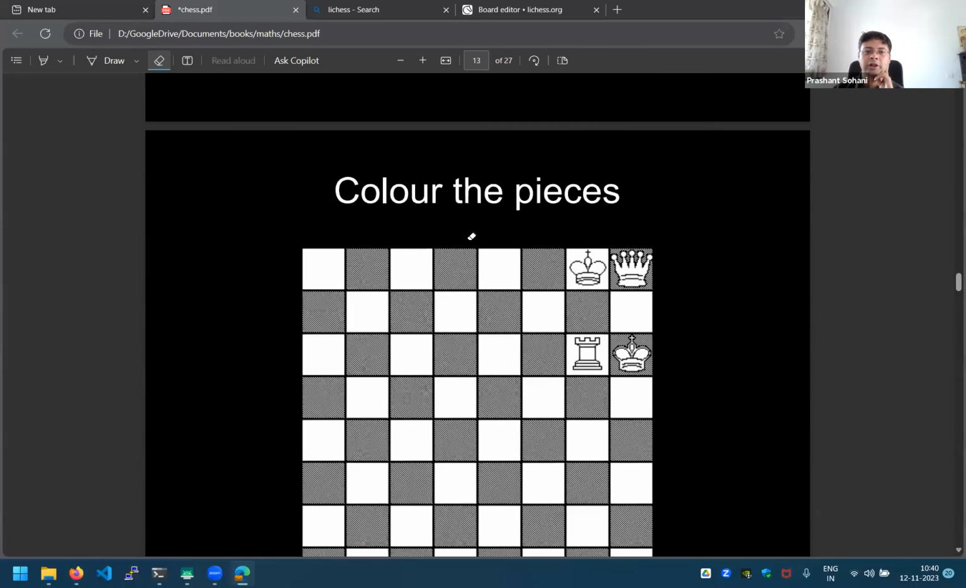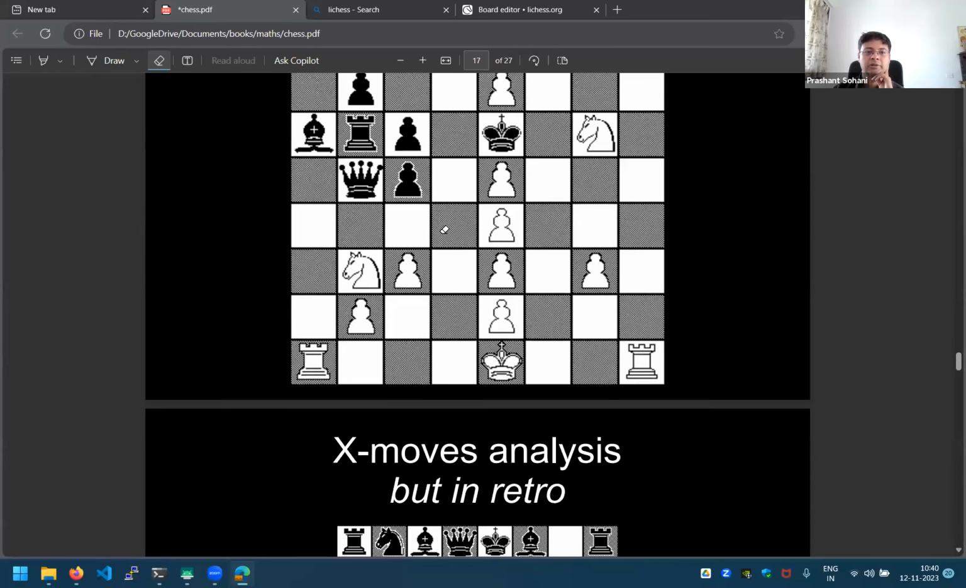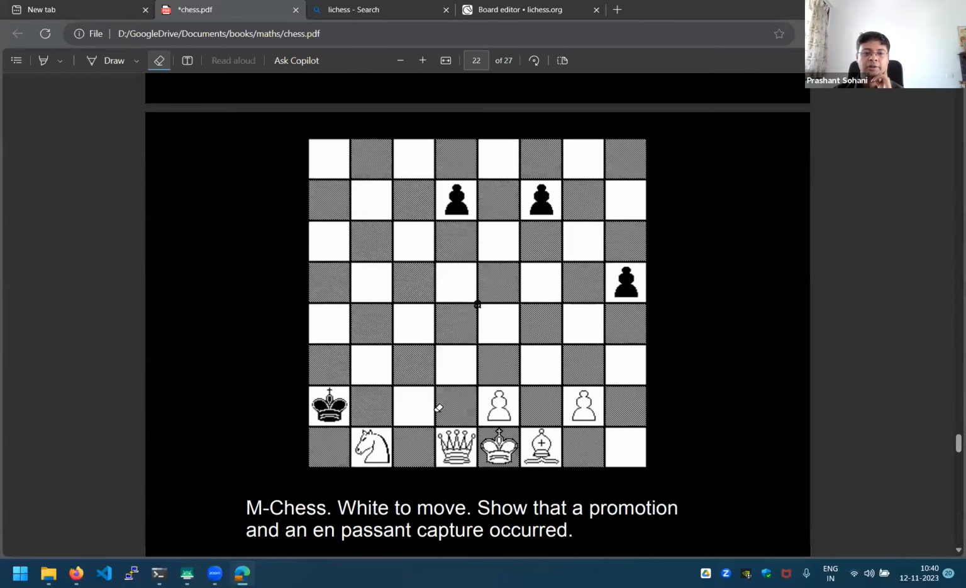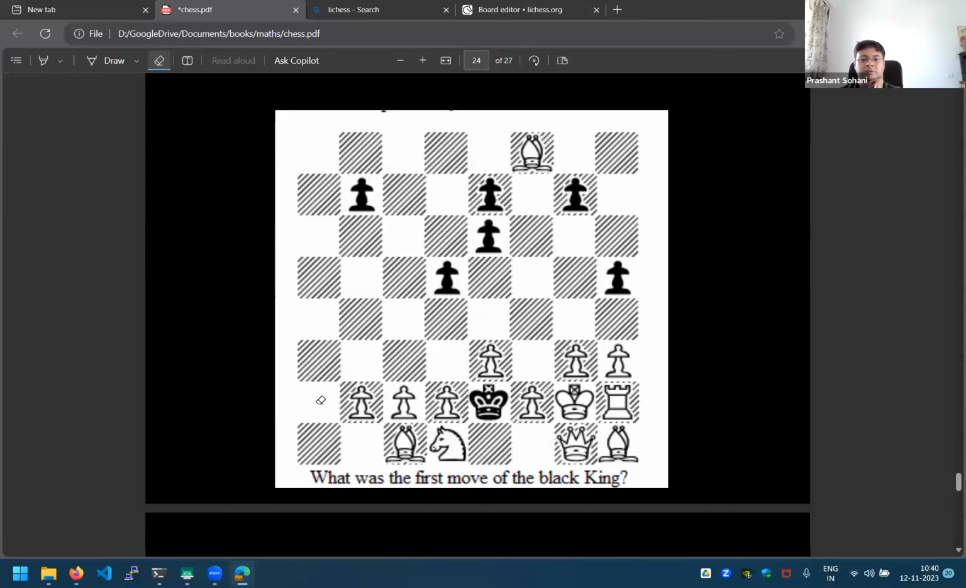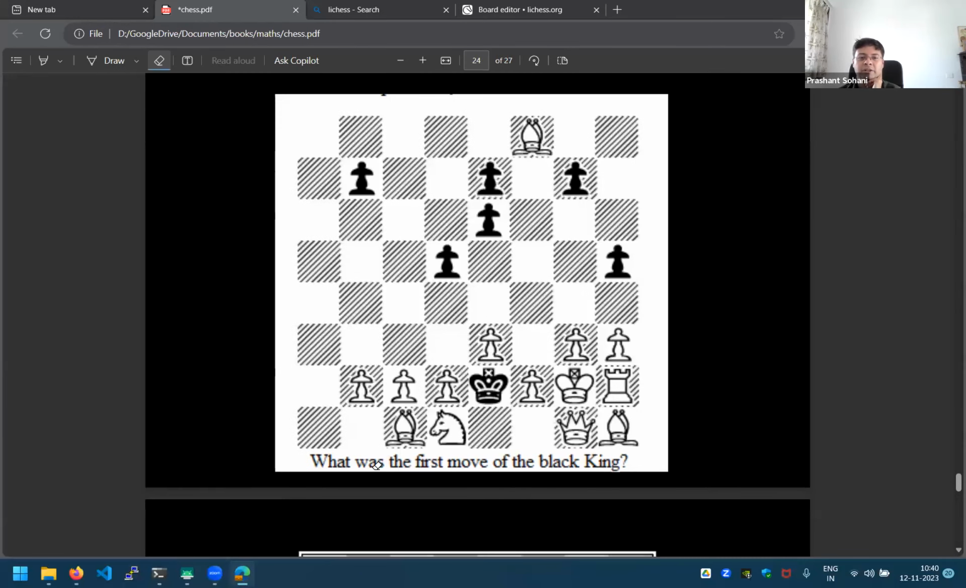But given these two assumptions, if I just scroll through this, there are so many different puzzles. They have coloring questions. There is one very interesting puzzle where there are lots of pieces on the board, but the coloring is not given. We don't know which piece is which color. So this is one very interesting position. Look at the question being asked at the bottom: what was the first move of the black king?